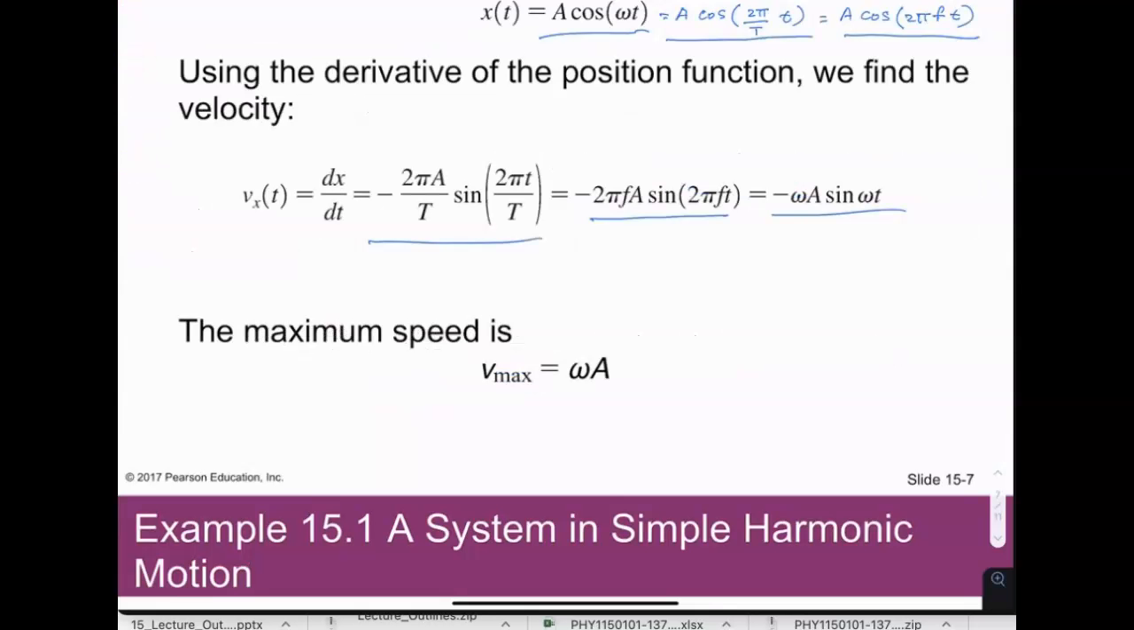Looking at this expression for the velocity as a function of time, we see that it is at a maximum when the argument of the sine function is equal to pi over 2. Then v max is equal to plus or minus omega times A.